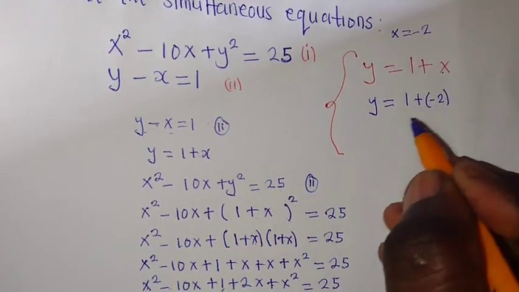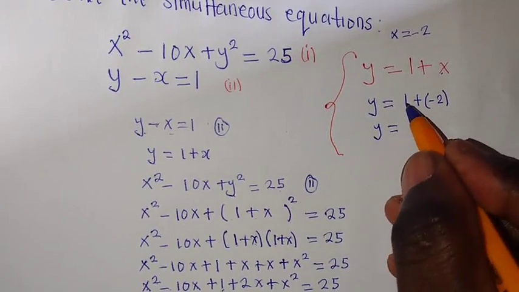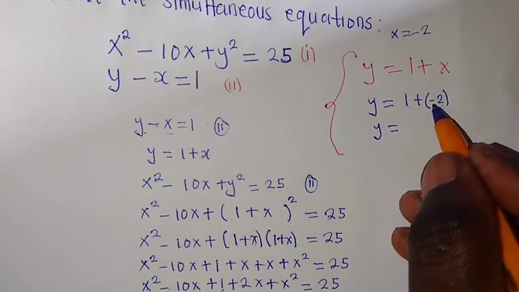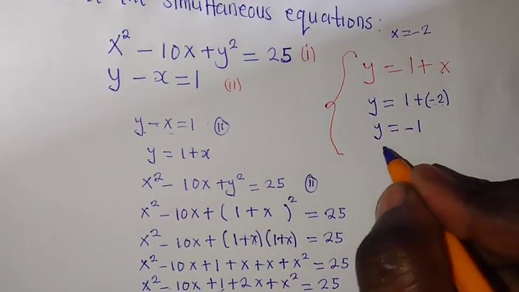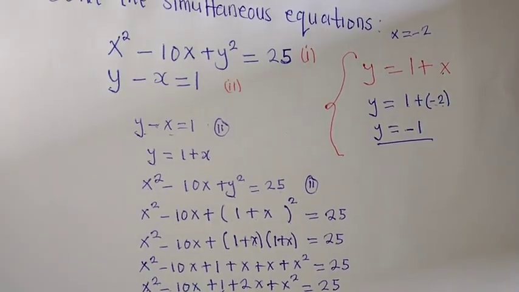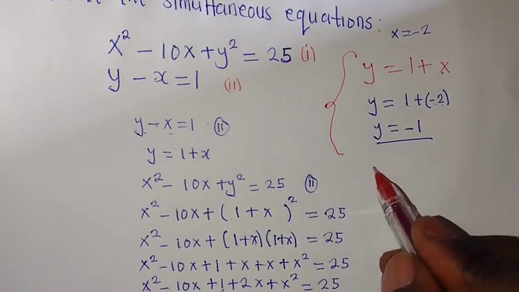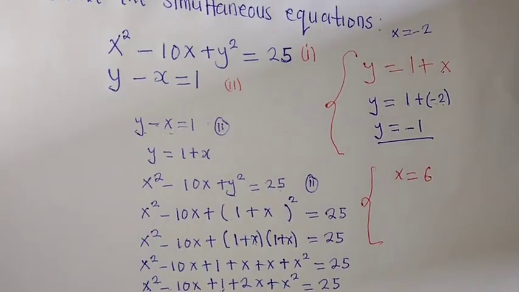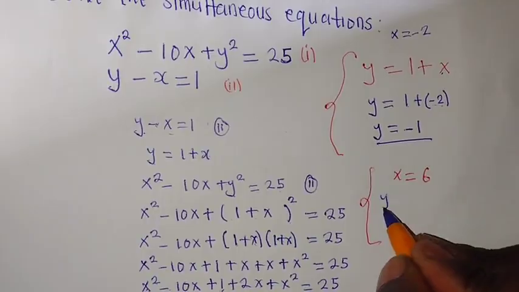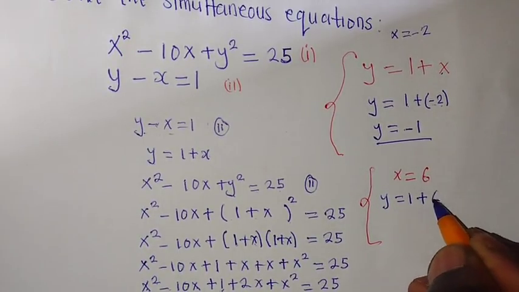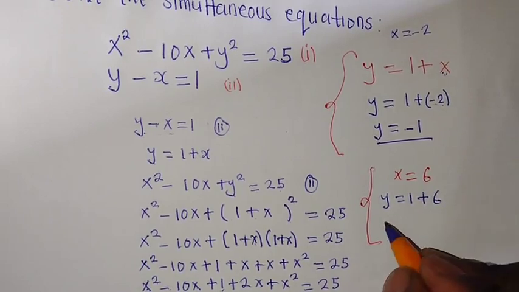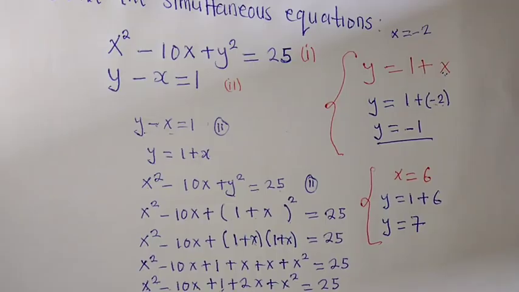Then we say y is equal to 1 plus, in brackets we have negative 2, which means positive times negative is negative, so it will be 1 minus 2 to give us a negative 1. So this is the value of y. Then we can find the other value of y by using the other value of x, which is x is equal to 6, using the same equation, y is equal to 1 plus 6. So where there is x, we have put a 6. We are going to have y is equal to 7. So I have found the value of y to be equal to 7.